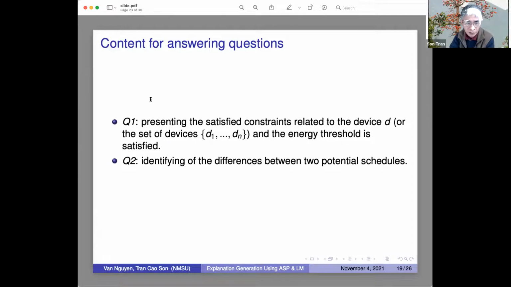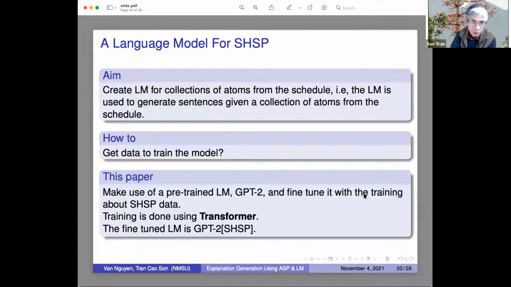So basically, if the user asks a question, why is the device turned on at a certain time, then we present the satisfying constraints that are related to the device, and that the energy threshold is satisfied. And then for the second question, we identify the difference between the two potential schedules, right?